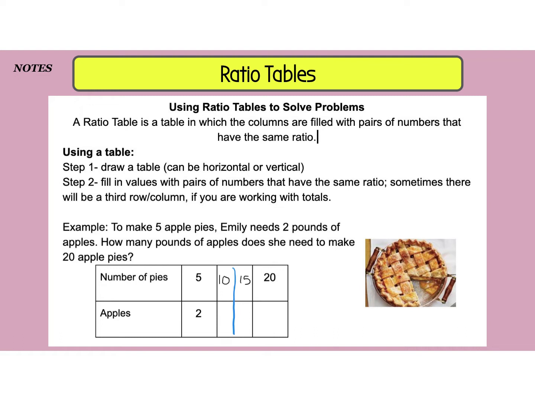And since we're creating a ratio that is equivalent to 5/2, but that has a numerator of 20, then we look at the bottom and we see 2, and we would have to count by 2s. And we would count by 2s for each value that we wrote for the number of pies. So 4, 6, and then 8 would go with 20. So that means to make 20 pies, you would need 8 pounds of apples.